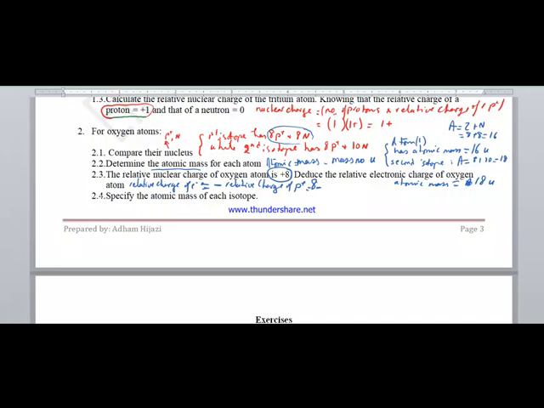Specify the atomic mass of each isotope, similar to the previous part. This part is repeated a second time. I will eliminate this part, as it is similar to part 2.2. These are the same part, so I cancel this part, and thank you.